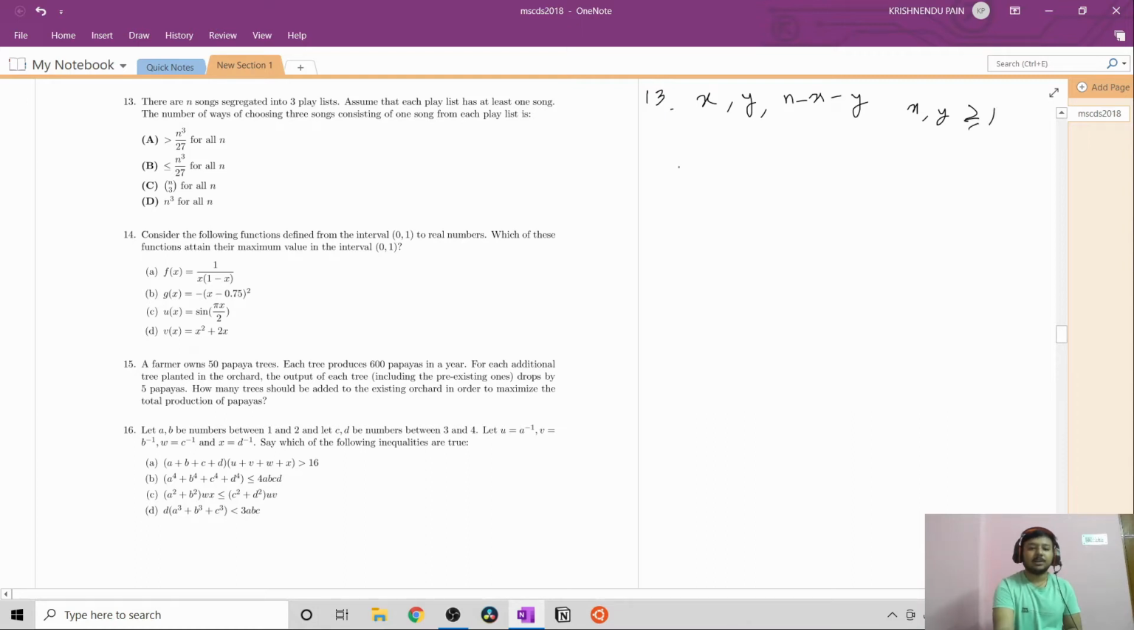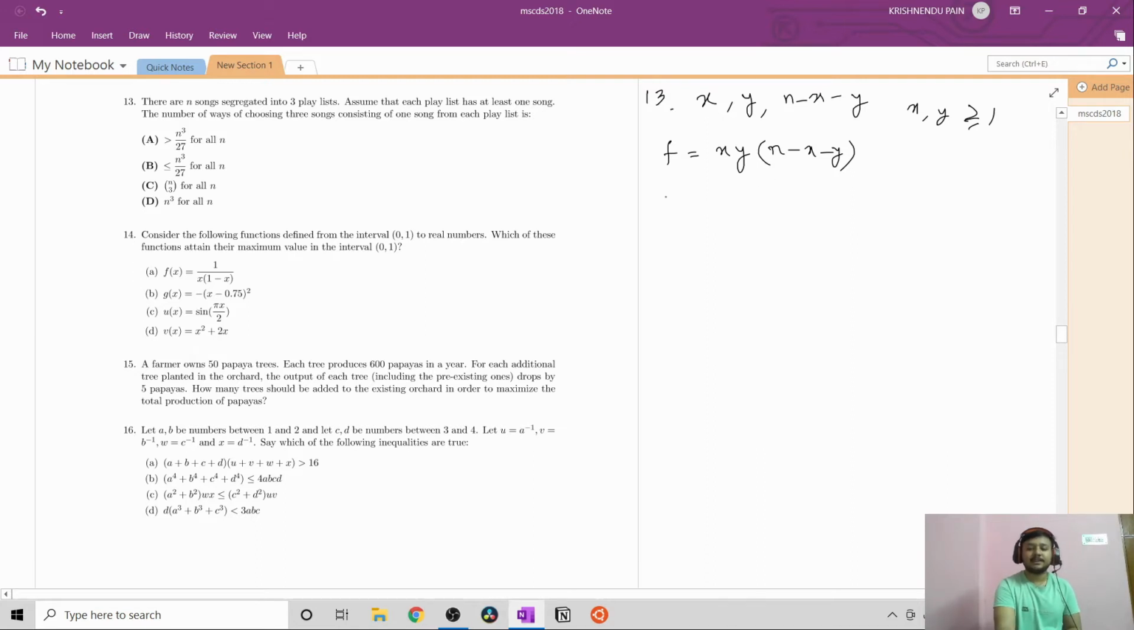The number of ways of choosing 3 songs consisting of one song from each playlist. So if we denote this as f, we can choose the songs in x into y into n minus x minus y ways. One song from the first, one song from the second, and one song from the third playlist. We have to see what can be the maximum value or minimum value of f. So this is a function with 2 independent variables, x and y.